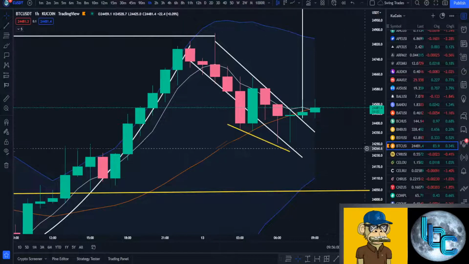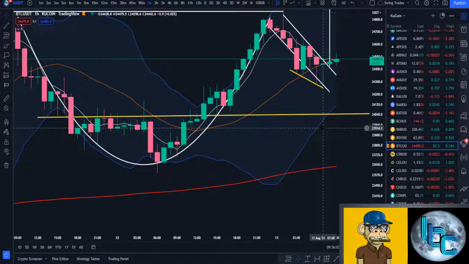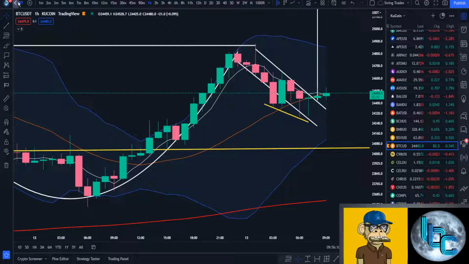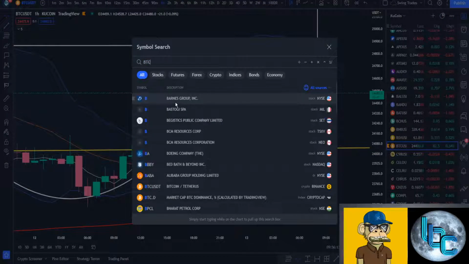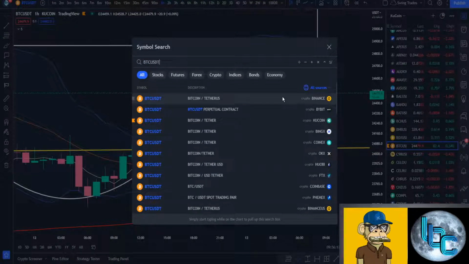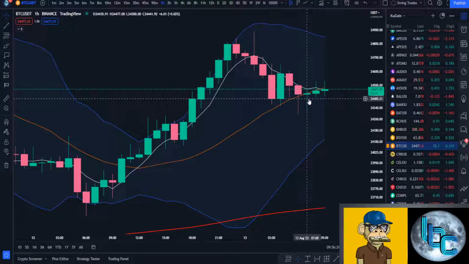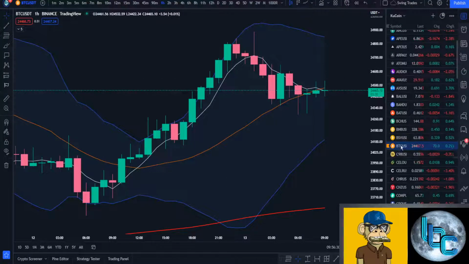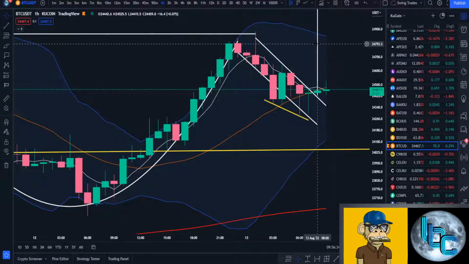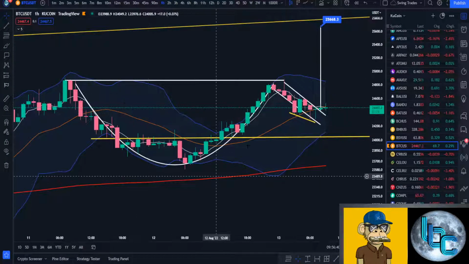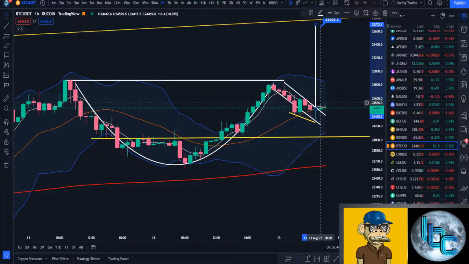Oh, which one? You talking about this one? Which one are you talking about? Let's go take a look at TradingView Binance. The second to last one. Let's look at that. Oh, that's not a wick. That's just my measured move of the cup and handle. So that's not a wick.